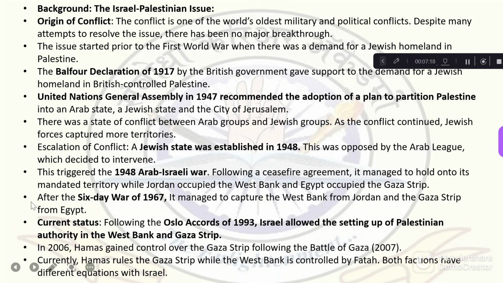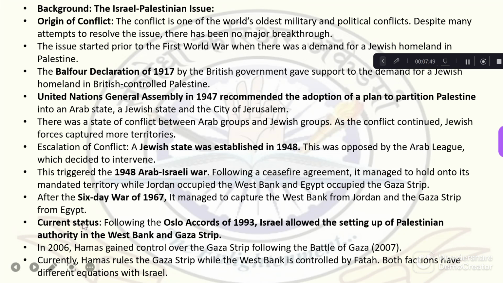Then again this conflict erupted in 1967, and this led to the Six-Day War of 1967. Again, Israel was able to capture the West Bank and Gaza Strip. Before 1967, the West Bank was under Jordan, and the Gaza Strip was under Egypt. Then after the war of 1967, Israel captured the West Bank and Gaza Strip.